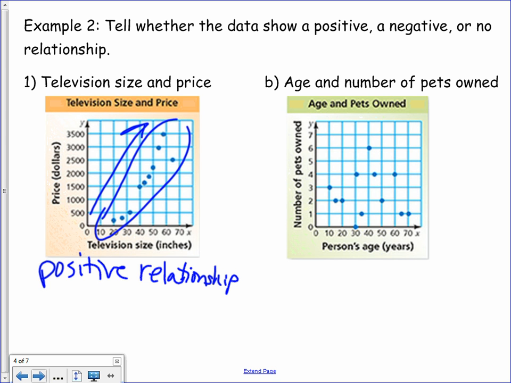Now we're looking at age and number of pets owned. This scatter plot really seems to be points literally scattered all over. We can't make out a general pattern here. So since there's no pattern, this would be considered no relationship. We wouldn't be able to use this scatter plot to really estimate anything else.